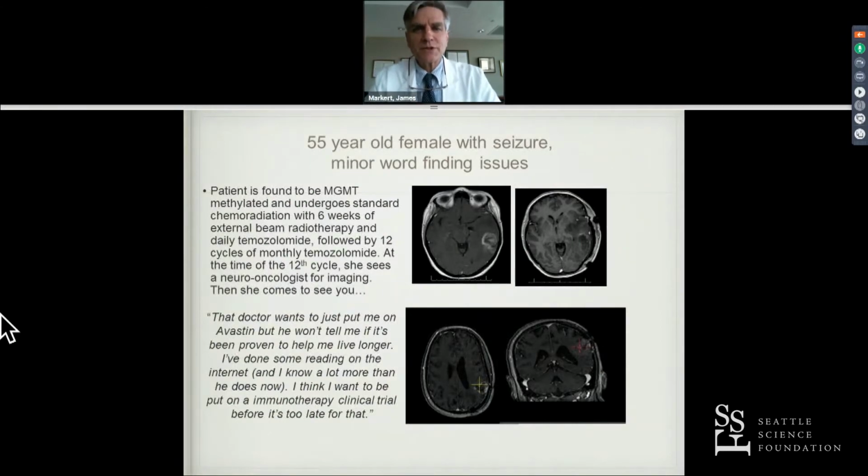I think this is something that those of you who are clinicians will all be familiar with. You have a patient who has an MGMT methylated GBM, undergoes standard chemoradiation, and does well with that, but then she comes back to see a neuro-oncologist because her scan looks like this over here after her 12th cycle, and her skin looks like it does down here after having initially had a great resection. The doctor wants to put me on Avastin, she says to you, but he won't tell me if it's been proven to help me live longer. I've done some reading on the internet, and I know a lot more than he does now. We've all had this patient, right? And I think I want to be put on an immunotherapy clinical trial before it's too late for that.